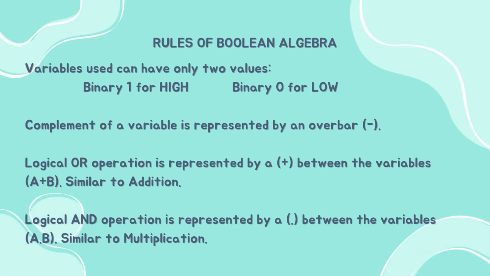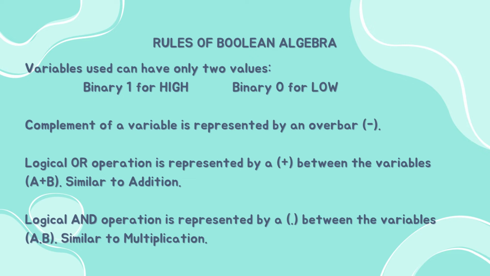So let's take a look at some of the rules of Boolean algebra. Variables in Boolean algebra can only have two values. First, binary 1 for high, and second, binary 0 for low. Complement of a variable is represented by an overbar. Their complement is opposite. The complement of 1 will be 0 and the complement of 0 will be 1.